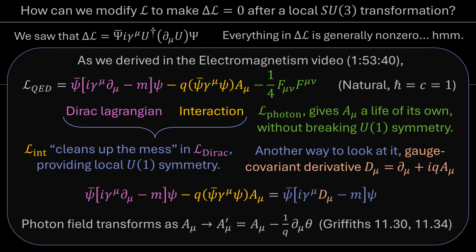A mu is going to pick up a term proportional to the derivative of our U1 transformation phase field theta. And so because the behavior of A mu under gauge transformations is so closely related to the derivative of our gauge transformation, what the gauge field effectively allows us to do is redefine what we mean by the derivative from one gauge to another.